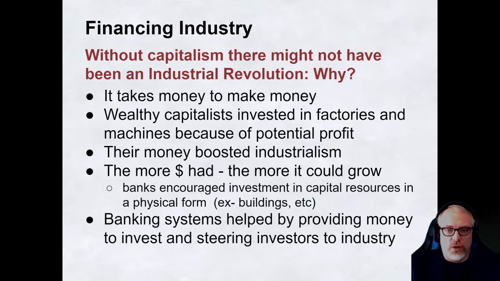So now these wealthy capitalists, they invest in factories and they invest in the machines because of the potential profit that can be made from these, and the money that they spend helps boost industrialism. The more money that was had, the more money that you could invest. So, like it says, money makes money. So banks encouraged investment in capital resources in a physical form, buildings and things like that. And then the banking system helped by providing money to invest in and steering investors to industries. So it found people with money. It found the people that were looking for money. So it's like an early form of Shark Tank.